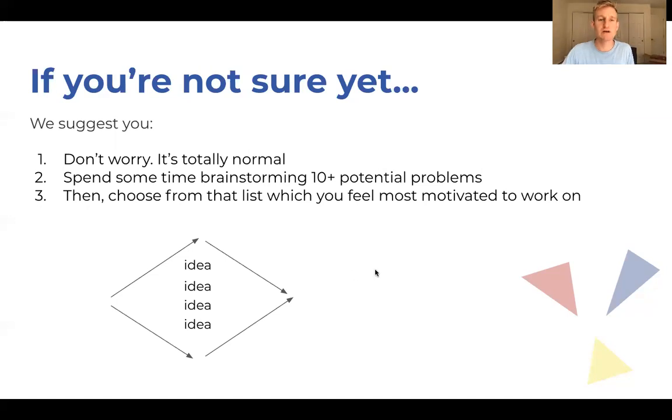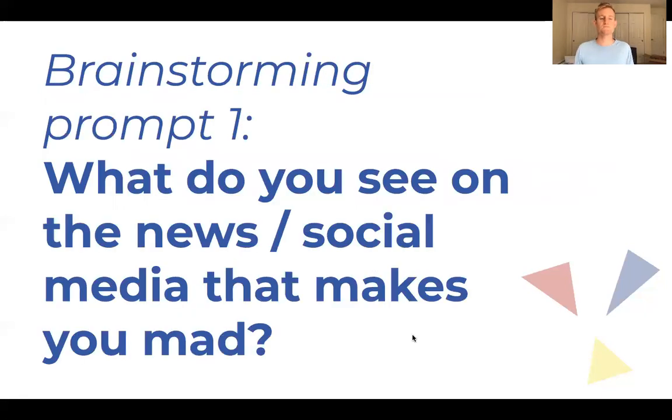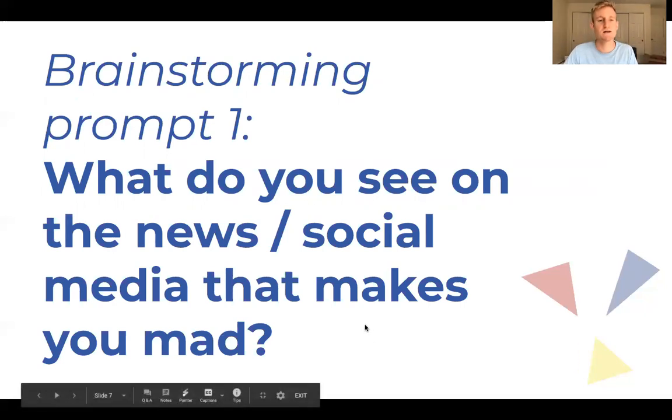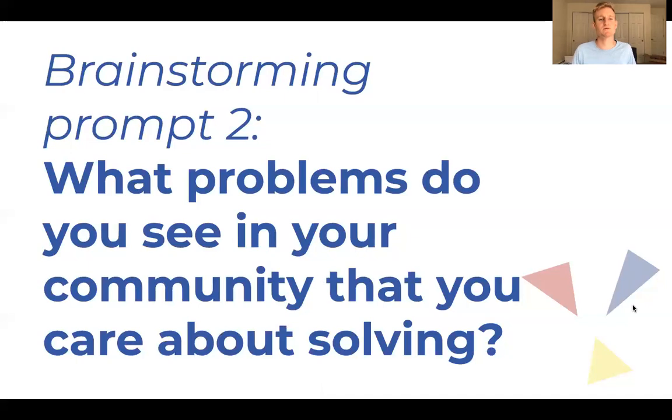So here are a couple brainstorming prompts to get you thinking about some of the problems that you might be interested in solving. So first, what do you see on the news or on social media that makes you mad? And with these prompts, I suggest you take 60 seconds, a couple minutes to just journal and write or type. Write down a bunch of things that come to mind. And when you're out of ideas there, hopefully you came up with 5 or 10 or 15 ideas. Go on to the next prompt, brainstorming prompt 2.